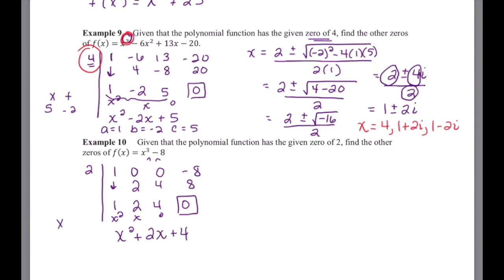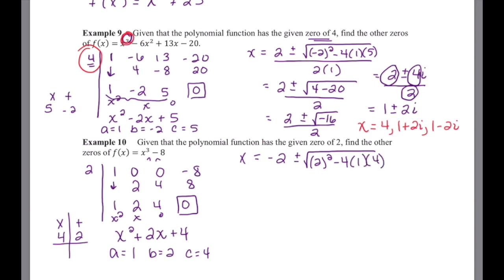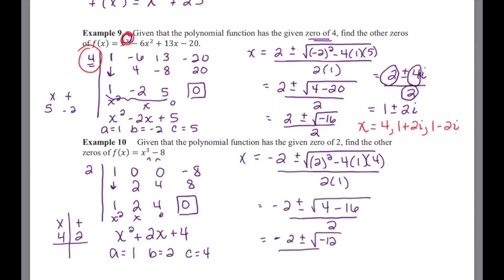There's nothing again that would multiply to 4 but add to 2. So we're going to need to use the quadratic formula. a is 1, b is 2, c is 4. So x equals the opposite of b plus or minus the square root of b squared minus 4 times a times c, all over 2 times a. Negative 2 plus or minus the square root of 4 minus 16, over 2. Negative 2 plus or minus the square root of negative 12, over 2.